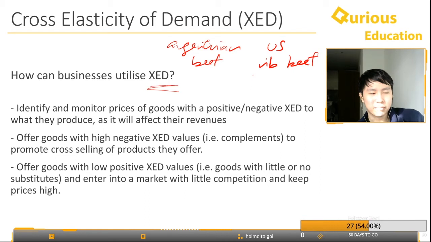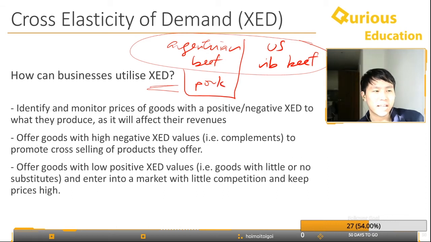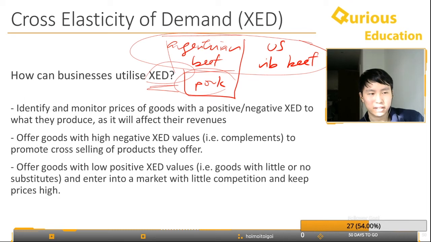Then perhaps a supplier or business, instead of selling these two products in conjunction with each other, might sell Argentinian beef and pork instead of Argentinian beef and US ribeye. In this case, there will be more products for consumers to choose from, and they should be able to make more revenue from that. Also, if the price of Argentinian beef increases, it's not going to affect their sales of pork as much compared to if they are selling US ribeye. So we can see how the relationship between different products can actually help businesses and firms.